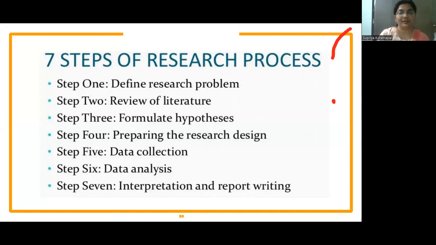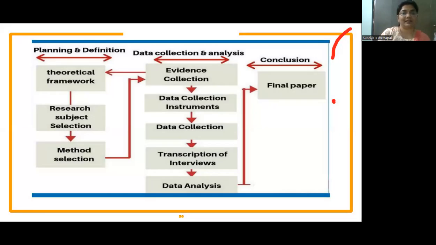Once you have reviewed the literature and found the research gap, you can formulate the hypothesis. Now you can formulate the statement, an imaginary statement. After preparing, you have to design your research. Then you have to collect the data, analyze the data, interpret, and write the report. So these are the steps of the research process. After analyzing, you can definitely say whether the topic we have selected or the hypothesis we have formulated is correct or not. That can be done by using this data analysis.